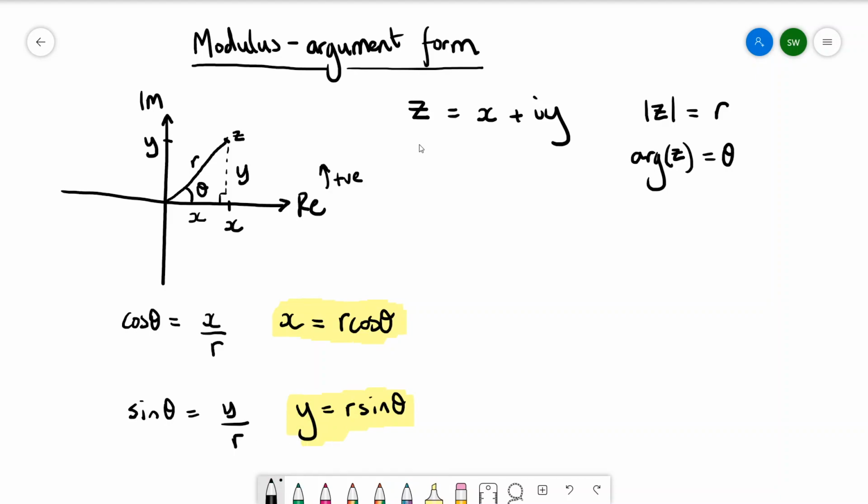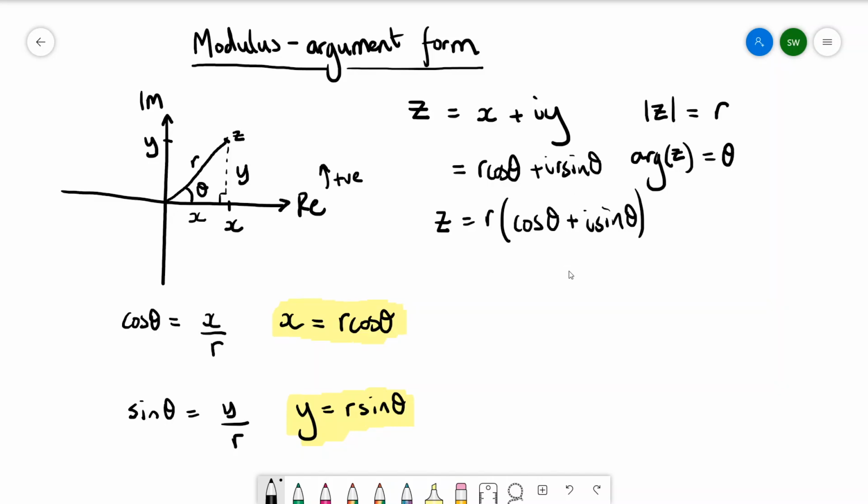What the modulus argument form does is it says, well, this is one way of writing this complex number, x plus iy. Another way of writing this complex number would be to replace x with r cos theta, and we could replace y with r sine theta. And then normally we take out the common factor of r outside of a bracket. So we'll have r bracket cos theta plus i sine theta. And this form here is called the modulus argument form of the complex number z.